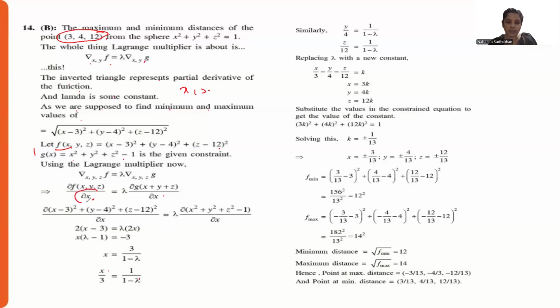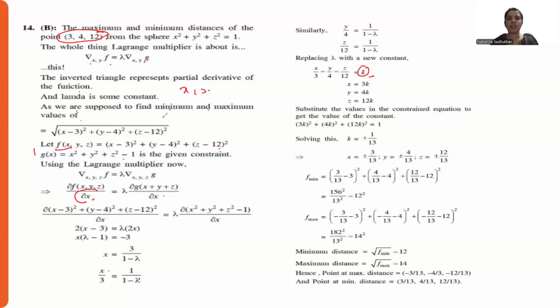Similarly, we are going to do it with respect to y and z also. So we have y minus 4 is equal to lambda y, and z minus 12 is equal to lambda z. Now we are going to replace the expression in lambda by a new constant, that is k. So we have x by 3 is equal to y by 4 is equal to z by 12 is equal to k. So x is equal to 3k, y is equal to 4k, z is equal to 12k.